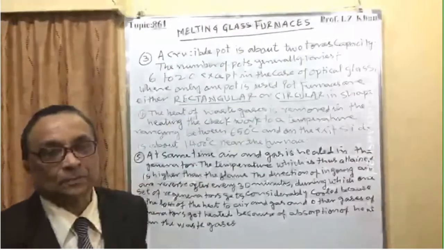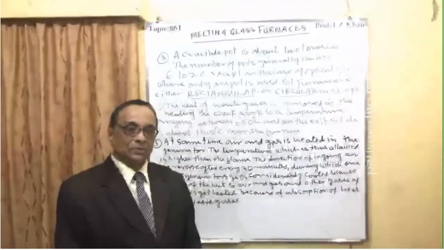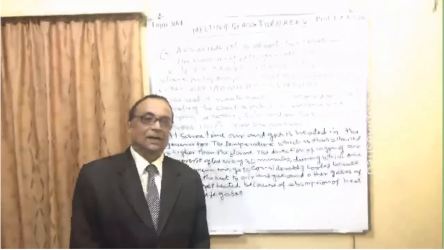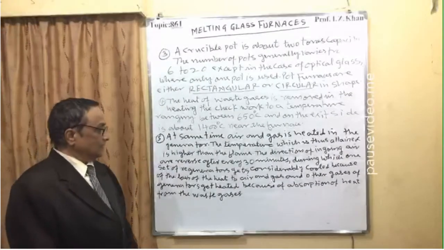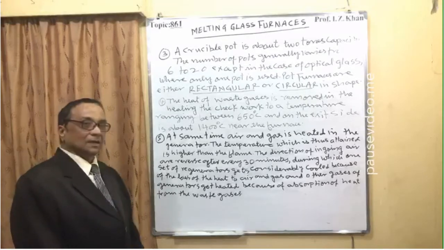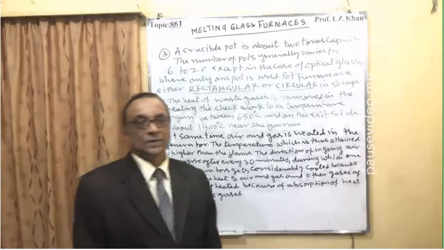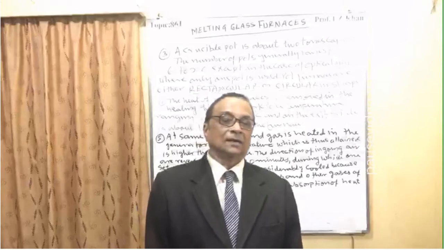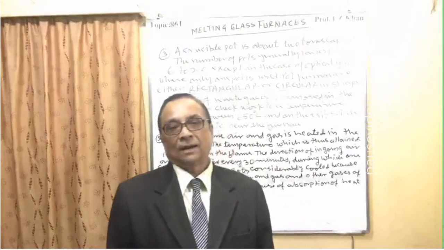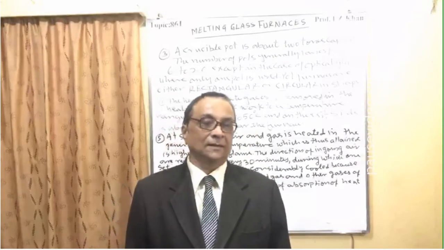So in this process, the heat is also absorbed by the other gases, and they also get heated because of the absorption of heat from the waste gases. So with this, the pot furnace industrial process of manufacture of glass in the industry is over.